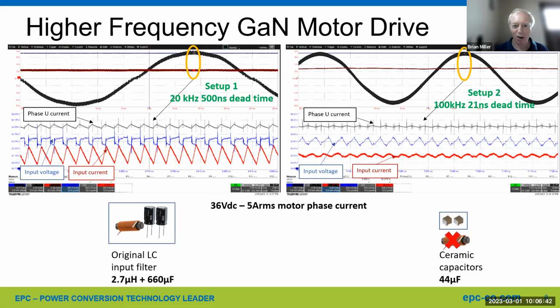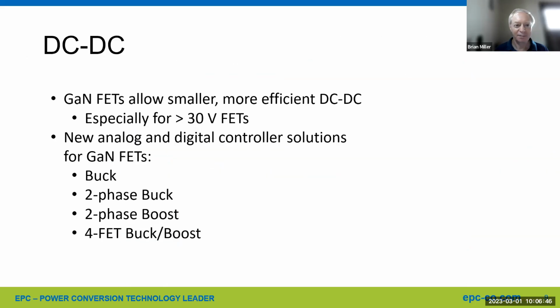So smaller and better quality motor drive. Okay, DC to DC. In some portable vacuums and also other equipment, you'd want a small, efficient DC to DC, especially for less than 30 volt or greater than 30 volt GaN FETs. The GaN FETs are very efficient in that range.